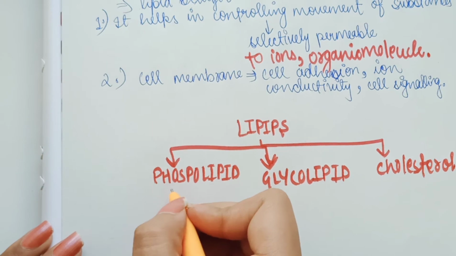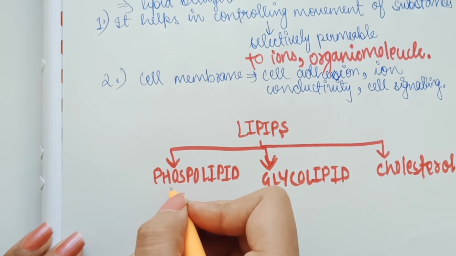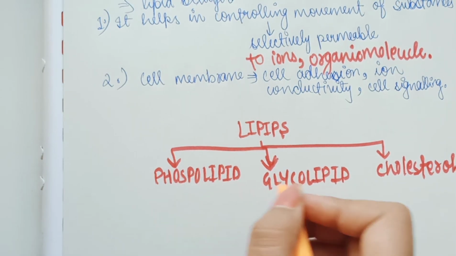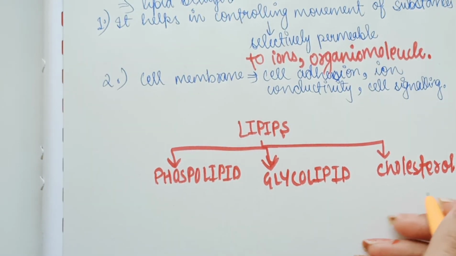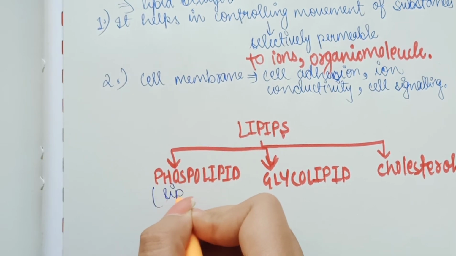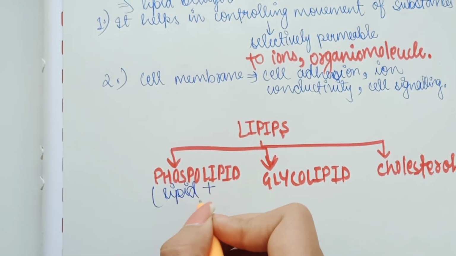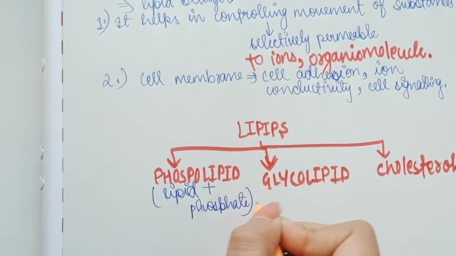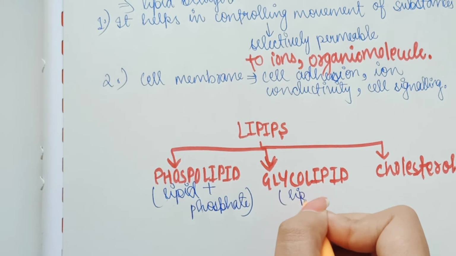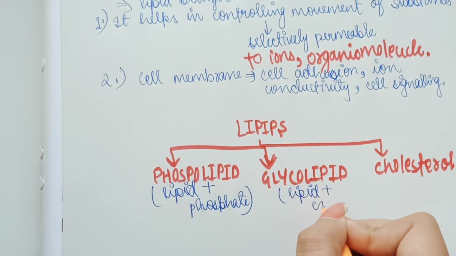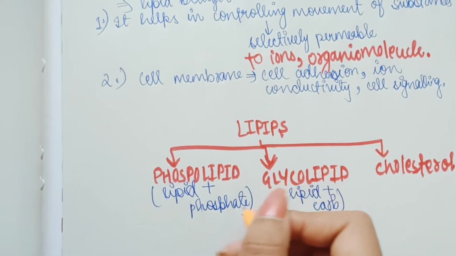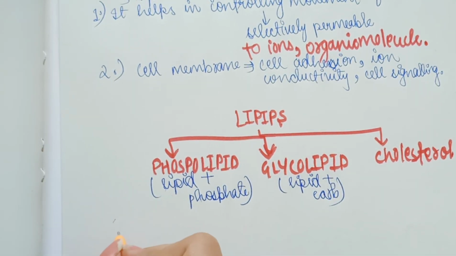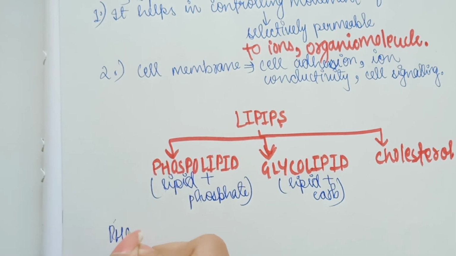So what do you think, why are they different? There is phospholipid, glycolipid, and cholesterol. The difference is their combination. This one is made up of lipid plus phosphate. This one is made up of lipid plus carbohydrate. So this is the major difference between phospholipid and glycolipid. Now first of all we will discuss the phospholipid.